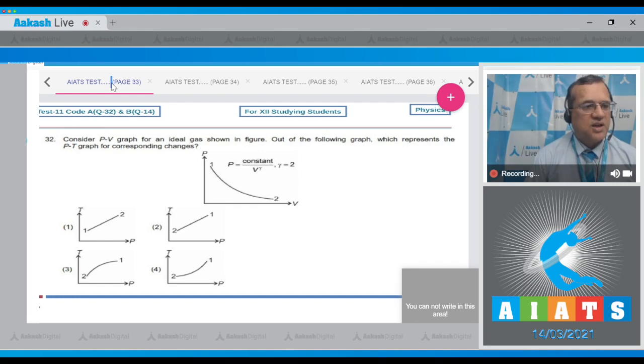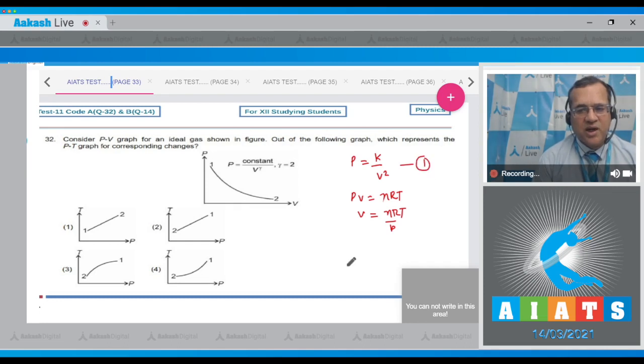Now see, the question number 32 is that, consider the PV graph for an ideal gas shown in the figure. Out of the following graph, which represent the PT graph for the corresponding changes. Now you have been given the relation that P is equal to constant divided by V power 2. Also you know that PV is equal to nRT, and you want the relation between T and P. So we'll eliminate V from here. V is equal to nRT by P, and fill up in equation 1.